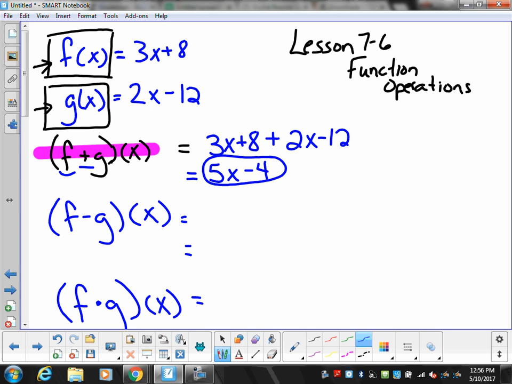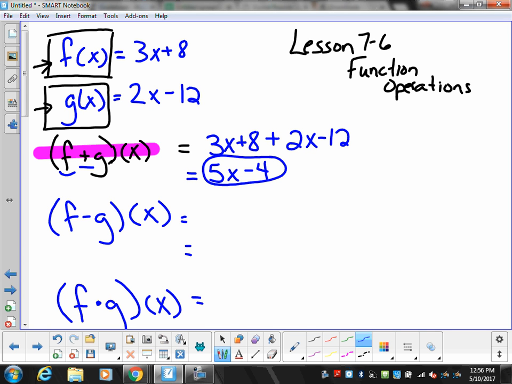So again, the first part of your assignment you're going to be doing is the same setup where all you're going to do is add, subtract, multiply, or divide the functions. Okay? The division will be a little bit harder than the others, just because division with functions is a bit more difficult, but the rest of it should be pretty simple.